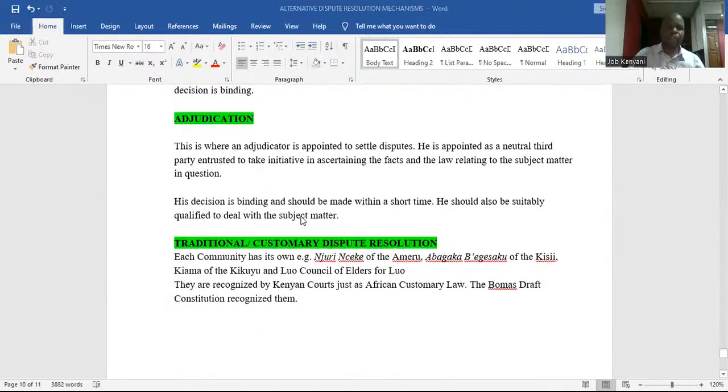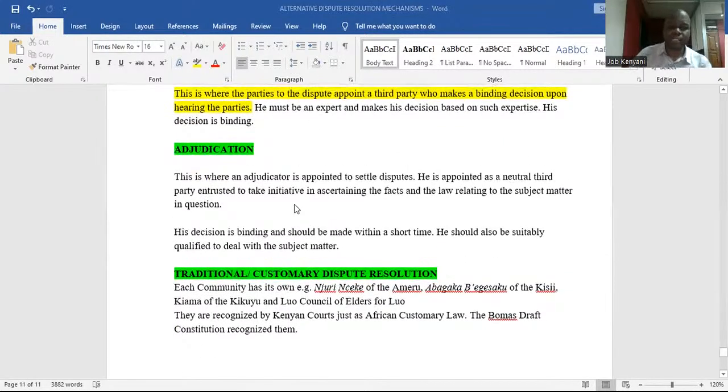Then we have adjudication. It is where an adjudicator is appointed to settle disputes. He is appointed by a neutral third party entrusted to take initiative in ascertaining the facts and the law relating to the subject matter in question. So an adjudicator is actually appointed by the responsible party.